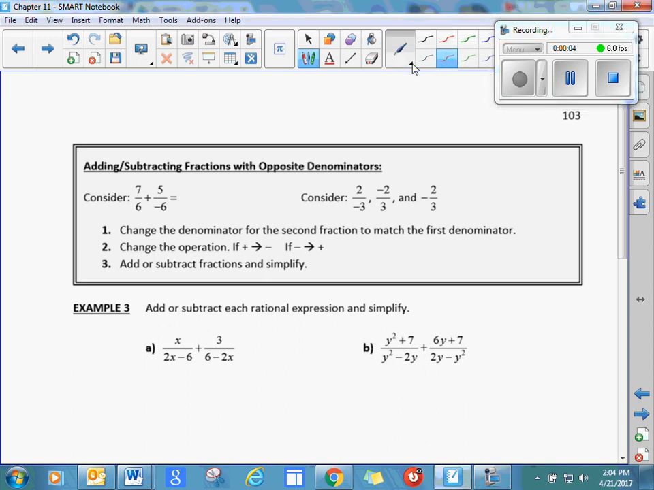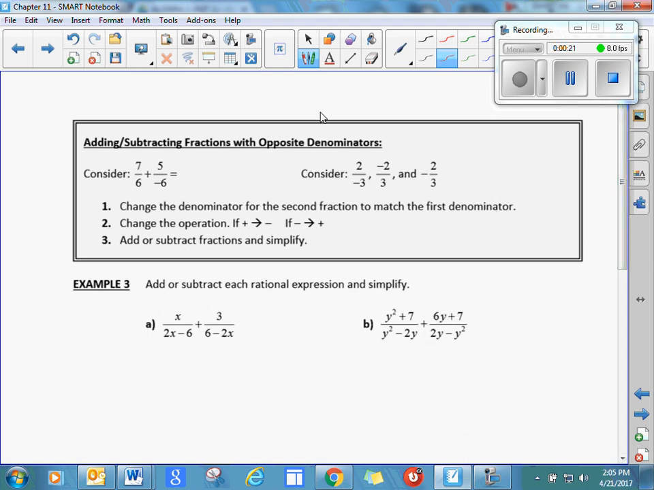Okay, let's do this last video for this section, 11C, not going backwards, page 103. This set of examples has to do with your denominators being opposites. We had common denominators, adding and subtracting in the last couple sections, and this section deals with what happens if your denominators are not common, but they're not totally uncommon either.